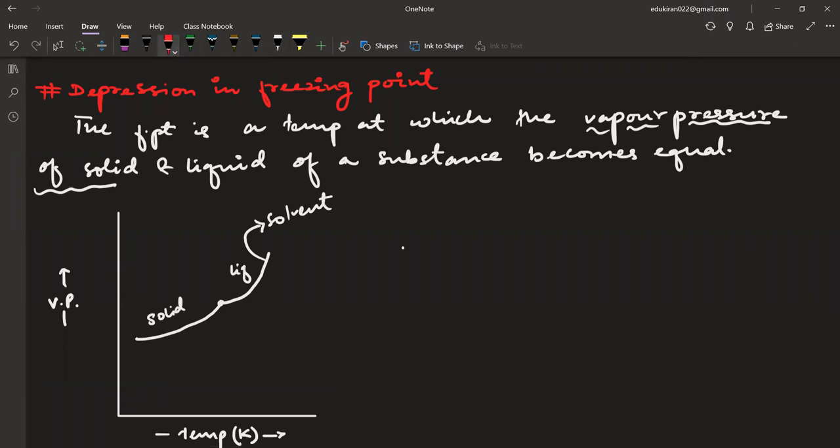Let us look at what will happen if I have a solution. We know that the vapor pressure of solution will be lower than that of the solvent. We start from here, and as we cool it down, it will reach the vapor pressure of solid at this point. If I drop a line, this will be the temperature at which the solution will freeze. And the white line is the temperature at which the solvent will freeze. So this will be T naught F. The red one will be TF. And the difference between these two will be equal to delta TF.